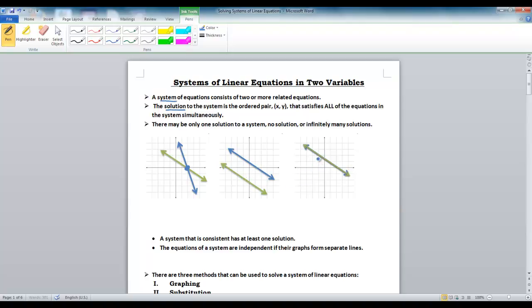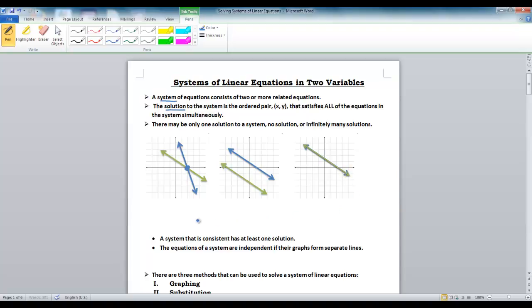Lastly, we could have two lines that actually share all of their points. In other words, they're really the same line. In situations like this, you have an infinite number of solutions for the system. Any point on the line will work in both equations.